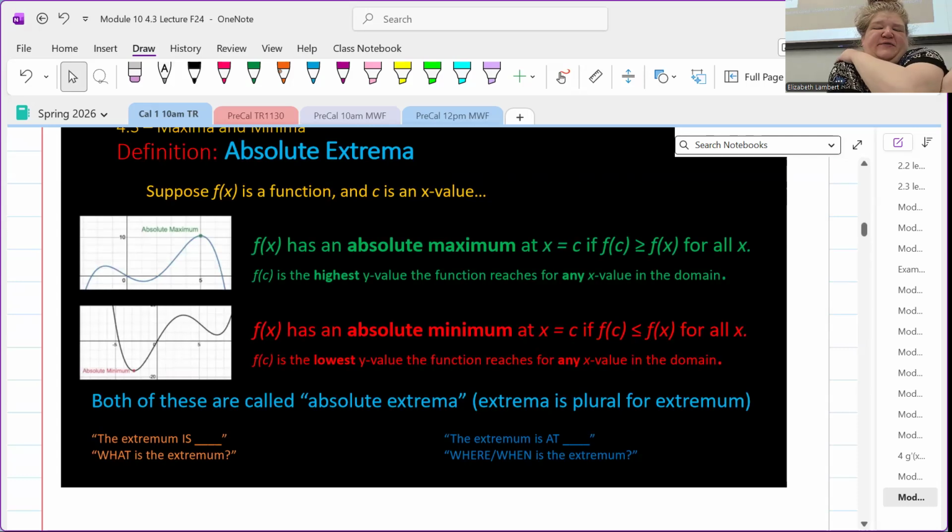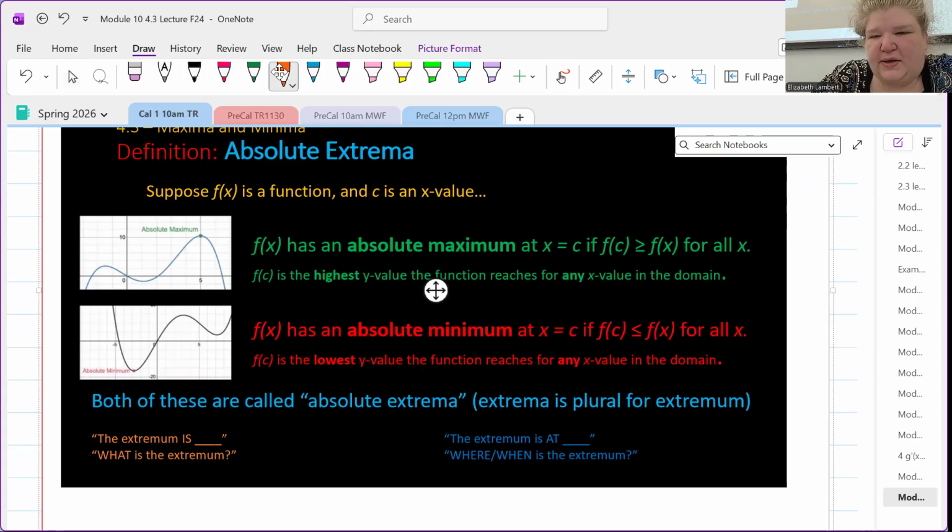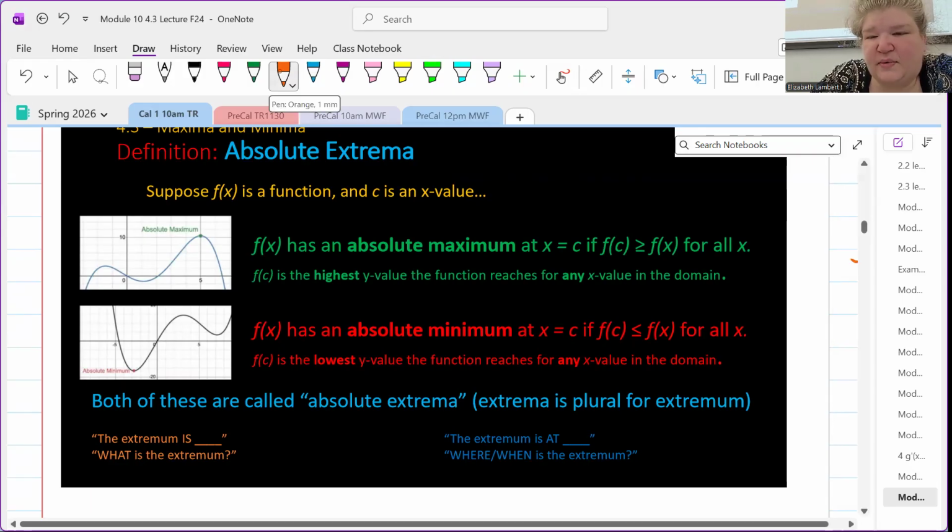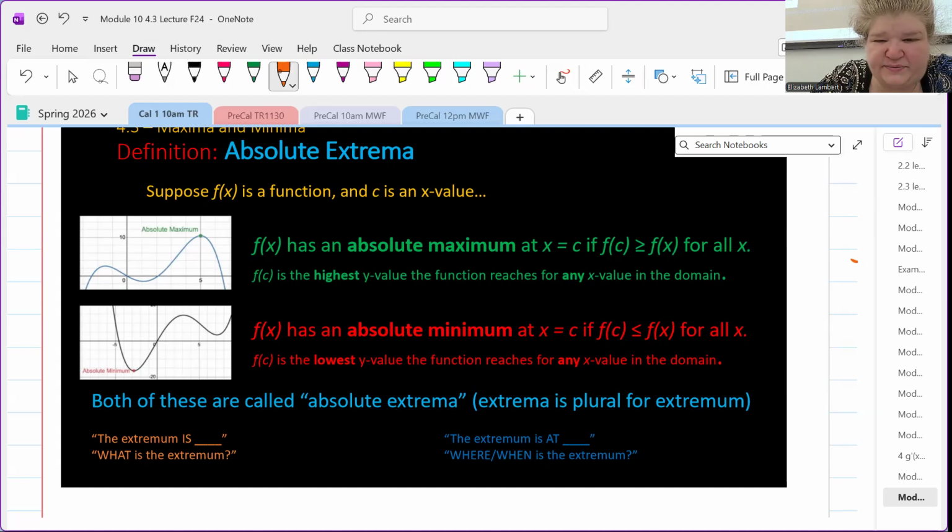So here we have fancy definitions. So f of x has an absolute maximum at x equals c if f of c is greater than or equal to f of x for all x. So the c value, like x equals c, is an x value. f of c is the y value. So if the y value is bigger than all the other y values, then it's a maximum. Likewise for the minimum, if the y value is smaller than all of the other y values, it's a minimum.